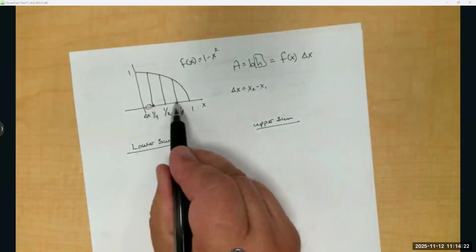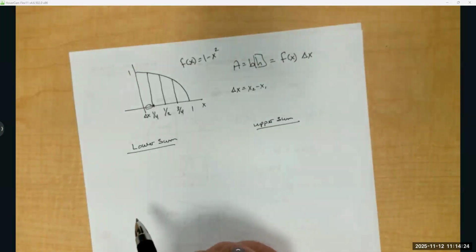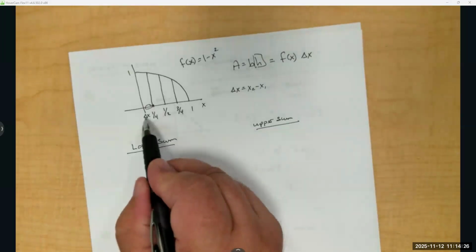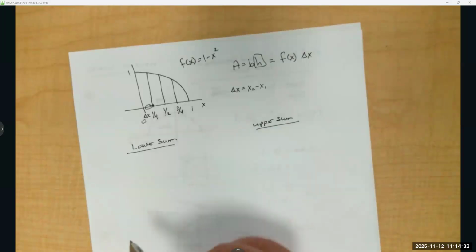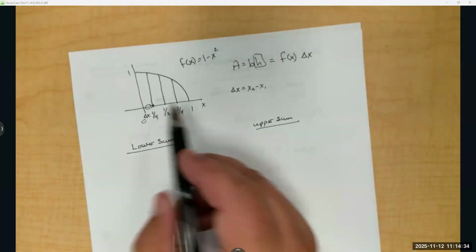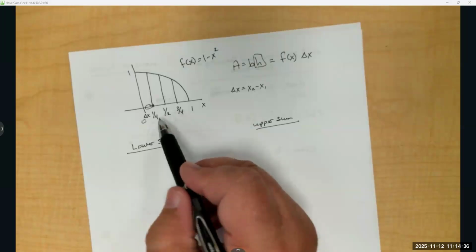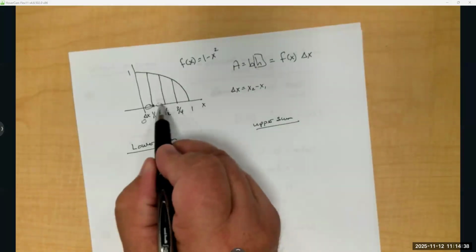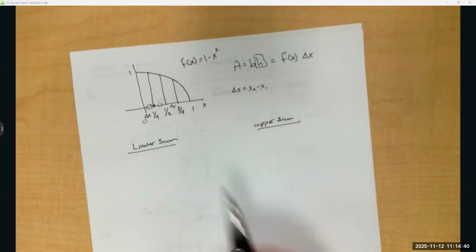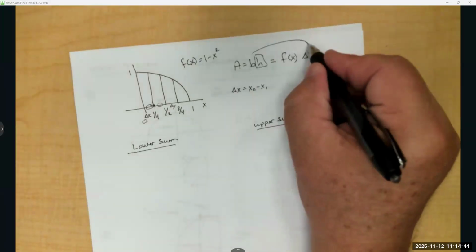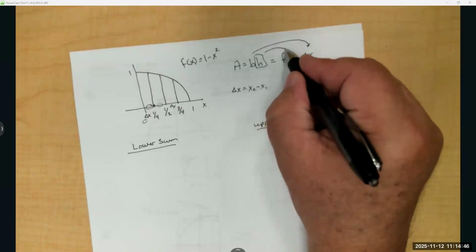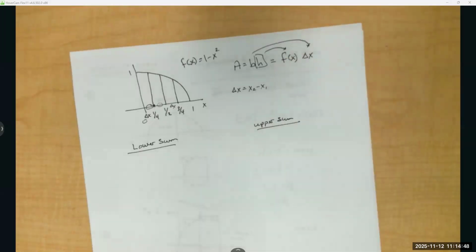So how wide is each of these rectangles? Well, 1/4 minus 0 is what? 1/4. 1/2 minus 1/4 is 1/4. 3/4 minus 1/2 is 1/4. So all of these are my delta x's. So delta x is my base, and the function itself is my formula.